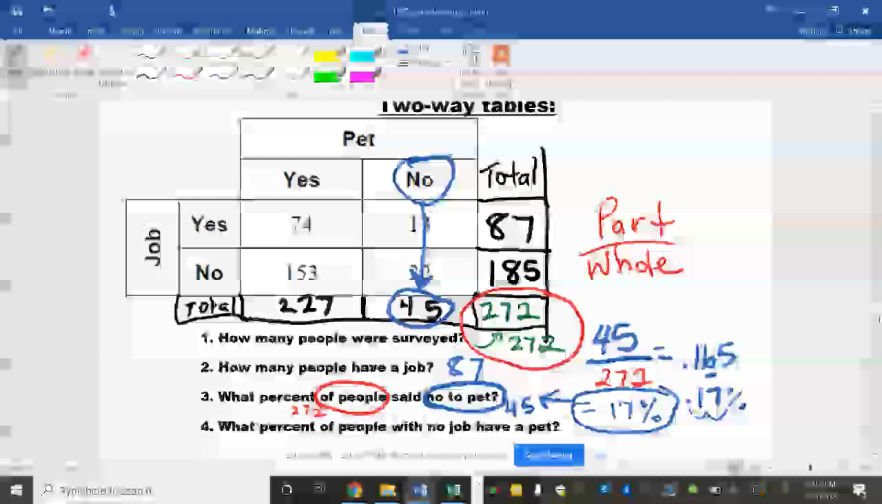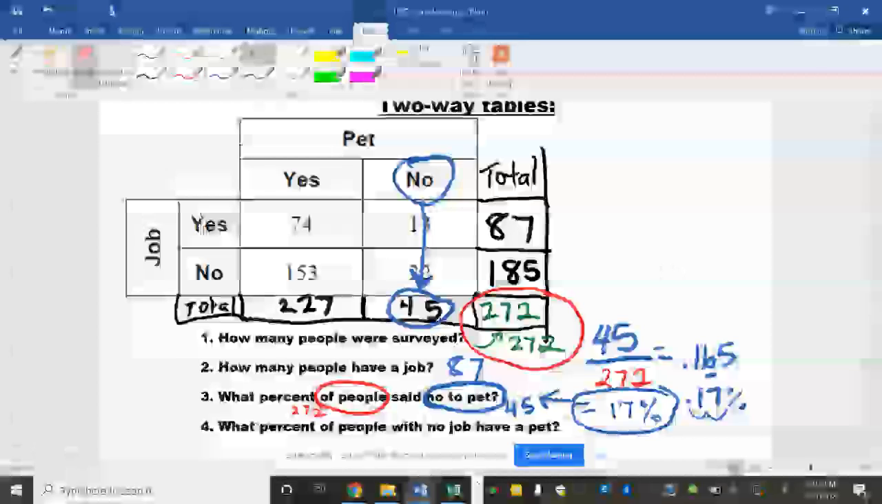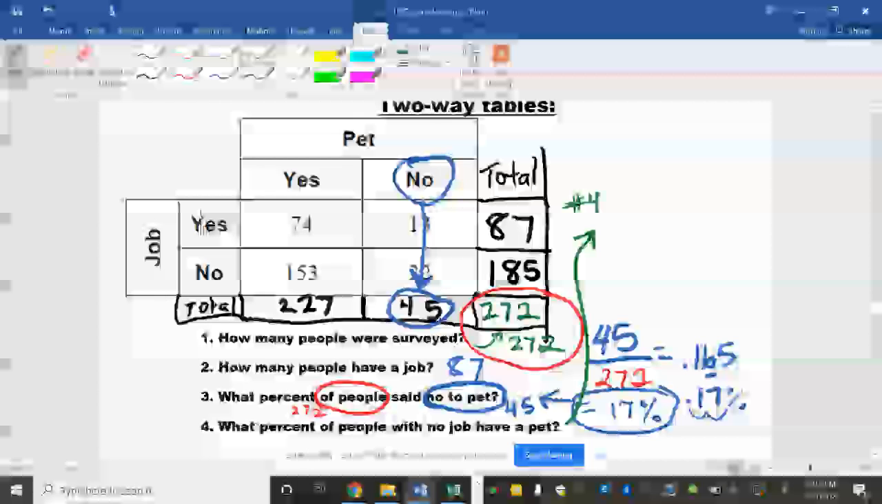Let's see, I don't have much room here. I'm going to have to just do it over here on the side. We'll use green. I haven't used much green yet. Last one, very important, probably the most difficult one to understand. I'm going to do my work up here for number 4. It says, what percent of people with no job have a pet? Most people make the mistake of making the whole amount out of 272. They did not say out of everybody. They did not say of people. They said of people with no job. They were more specific of who the whole amount was.